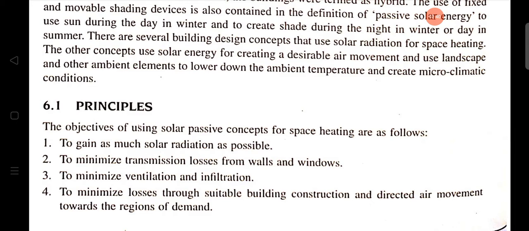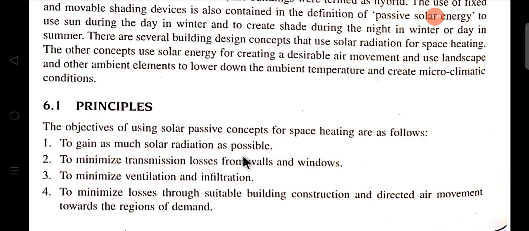Then let's see the principles of solar space conditioning. The principles mean why we use solar space conditioning and how we use it. The objectives of using solar passive concepts for space heating are as follows. What is the aim behind using solar passive radiation for space heating? To gain as much solar radiation as possible.